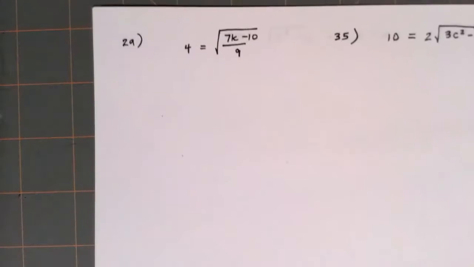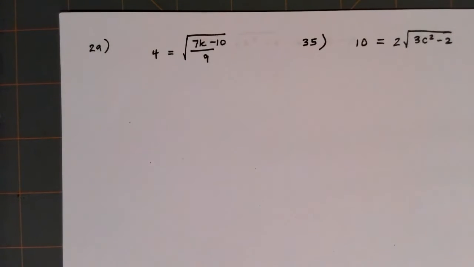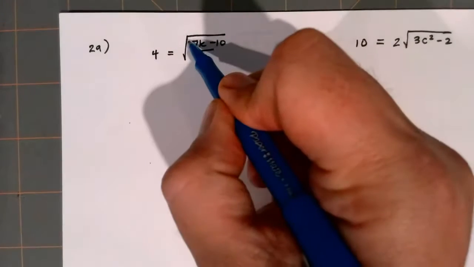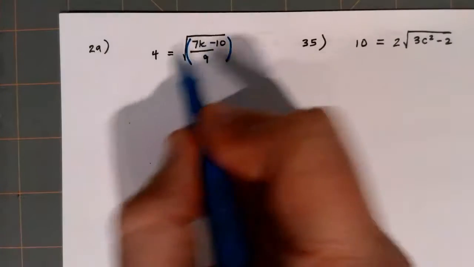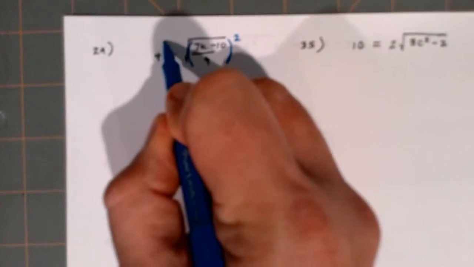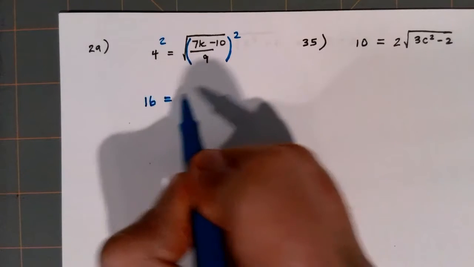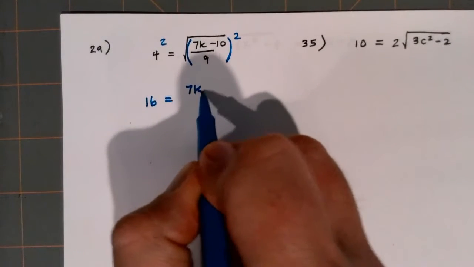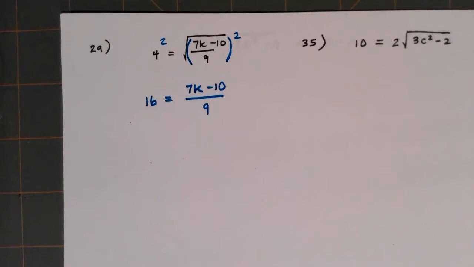Alright, so I have these last ones. These last ones are hard, and I just wanted to do them so you could see. The last one I think might be one of the harder problems in the book for you guys right now. So I get 4 equals root of (7k minus 10) over 9. The first thing is, I definitely have this radical isolated. So the first thing I would do is square both sides. So I get 16 equals (7k minus 10) over 9. This is number 29 in your book if you want to look it up in the back.